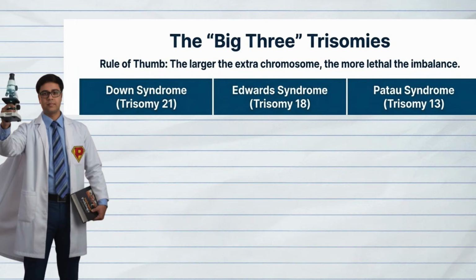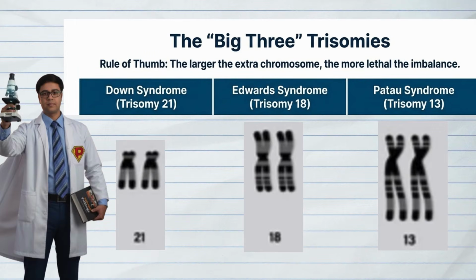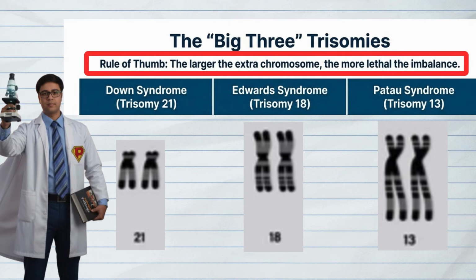Dr. P's cheat code. Look at the numbers. 21 is the smallest of these chromosomes, 13 is the largest. Trisomy 21, survival is common. Trisomy 13, these are most severe defects. Death usually occurs before 1 year of age. The bigger the extra chromosome, the more lethal the imbalance.